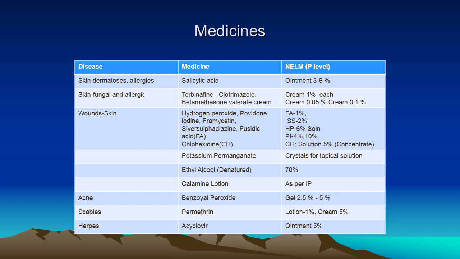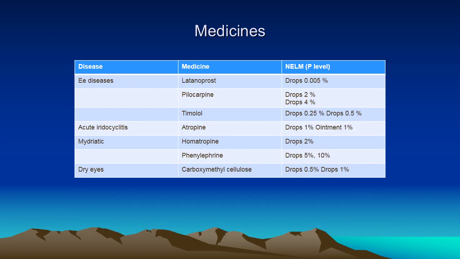Chlorhexidine wash solution is also available. Potassium permanganate can be kept because it can be used on wounds and bites. Ethyl alcohol is used as a local cleansing antiseptic, calamine also as an antiseptic, emollient, and benzoyl peroxide for acne. Permethrin is the time-tested standard of care for scabies, and acyclovir cream for herpes at primary level.